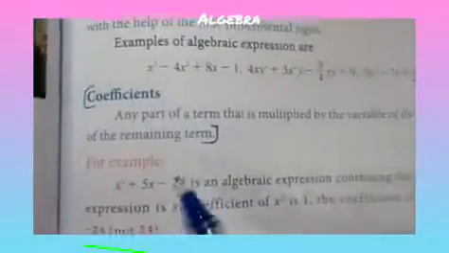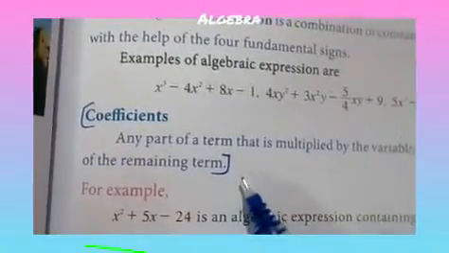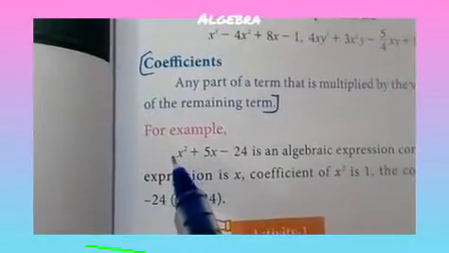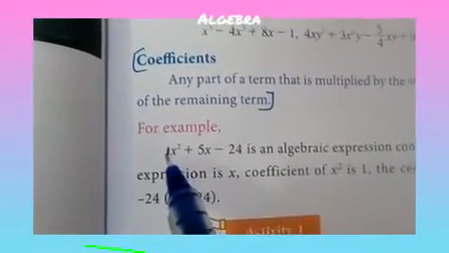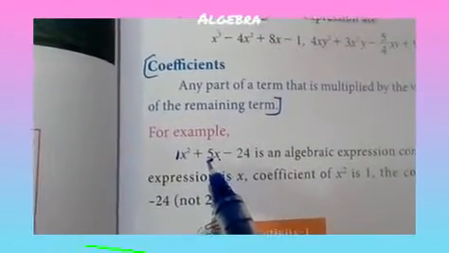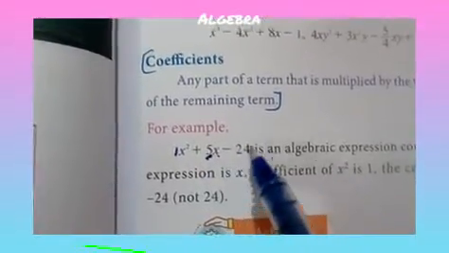Next one is a coefficient. Any part of a term that is multiplied by the variable of the term is called the coefficient of the remaining term. For example, here x square is given. For x square, the coefficient is what comes before it, multiplied with 1. Here the coefficient is 5, x is multiplied with 5, so this is the coefficient. This is called a constant.